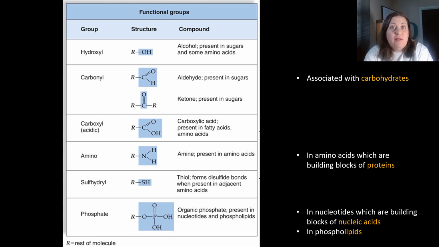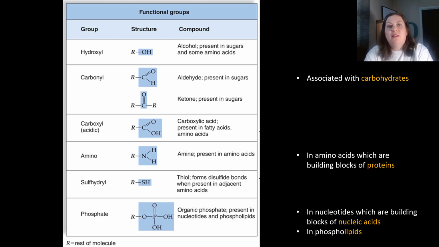You probably have heard of ketones, especially if you've heard about the keto diet, all right? But these are associated with those carbohydrates. Carboxyl groups have an acidic type of characteristic, and they're a double bonded oxygen with an OH. These are present in fatty acids and amino acids. Amino groups are going to be a nitrogen with two hydrogens. These are also known as an amine, and they are present in amino acids. And amino acids, we'll learn in a little bit, are the building blocks of proteins.